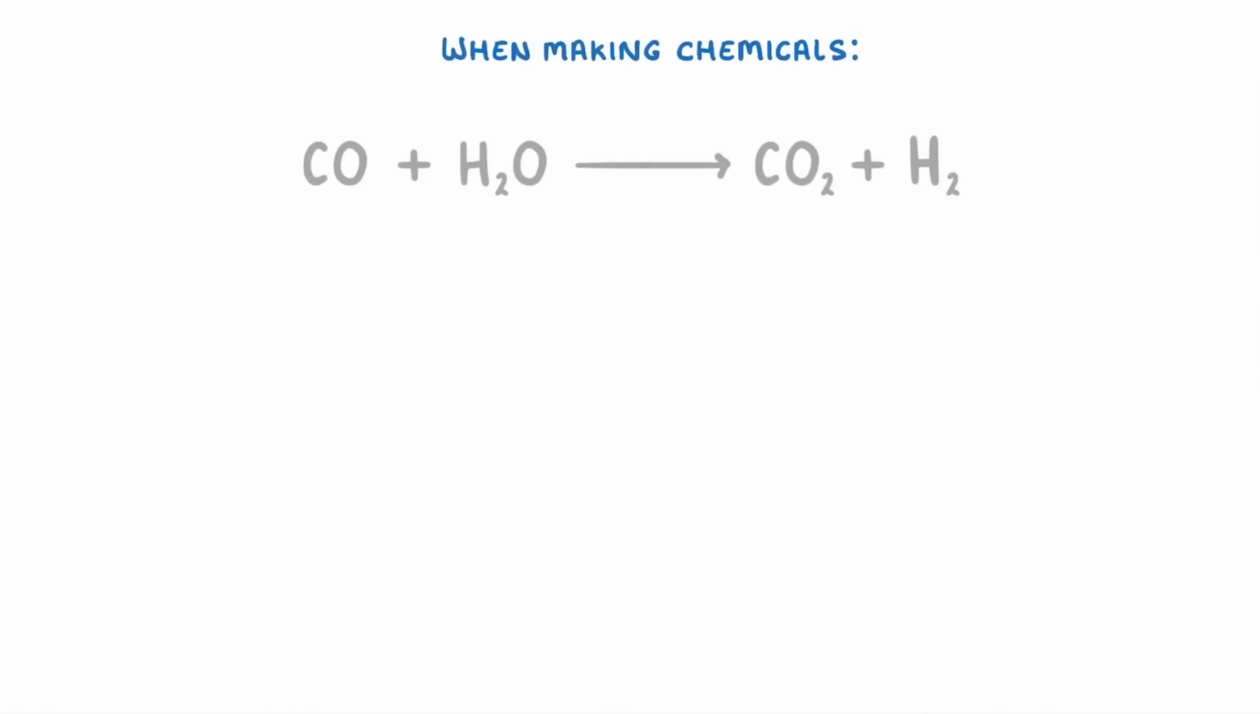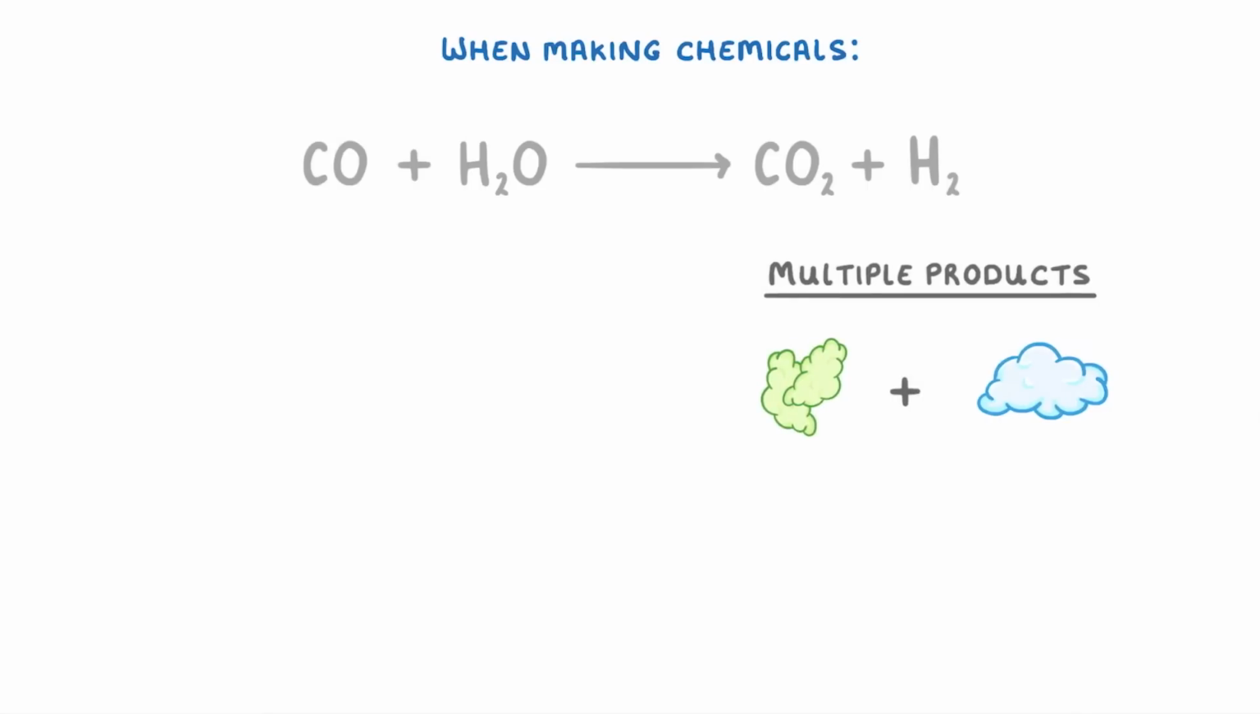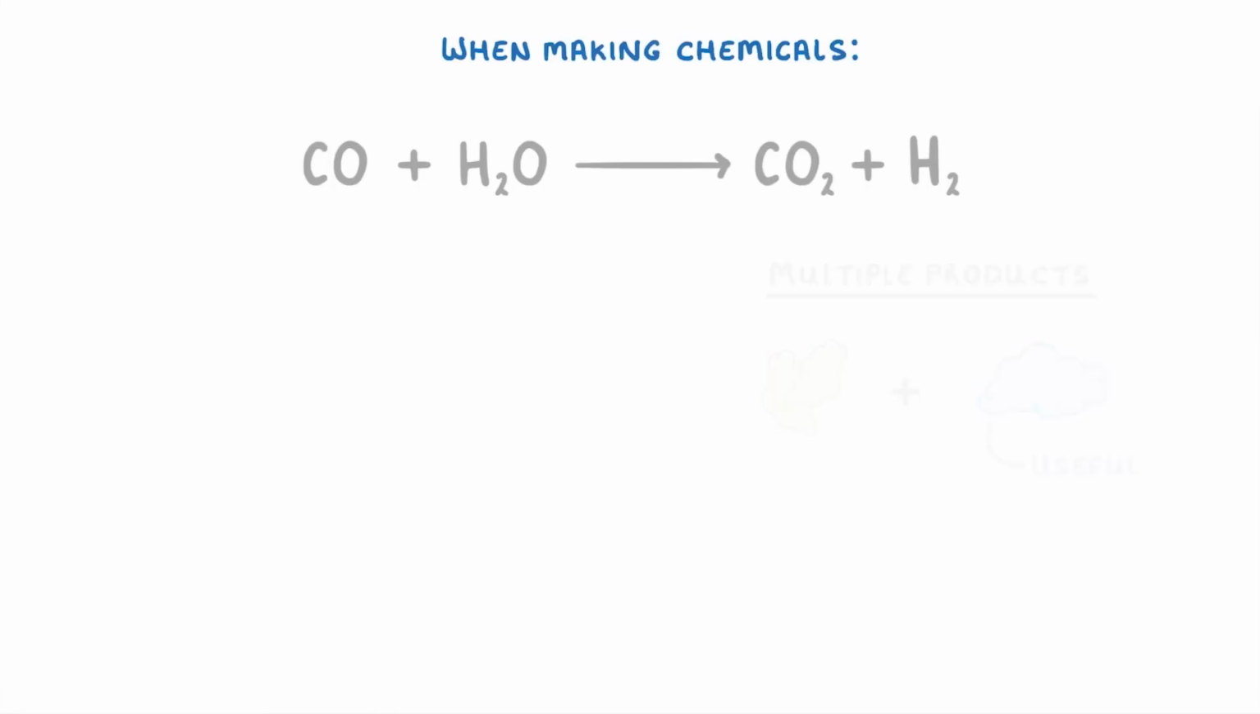When you're making chemicals commercially, the reactions usually make multiple products. However, there's normally only one or maybe two that are actually useful. For example, in this reaction, the aim is only to make hydrogen. So the other product, in this case carbon dioxide, is basically waste.